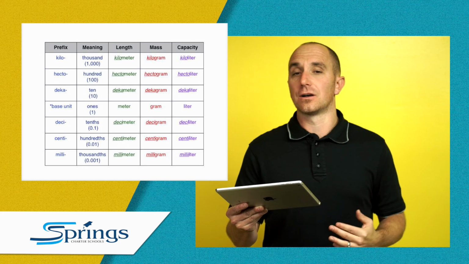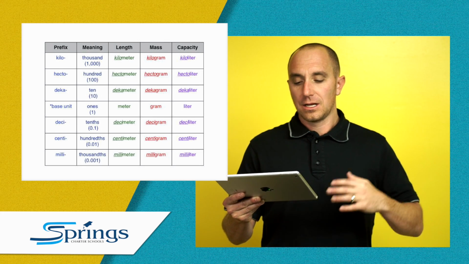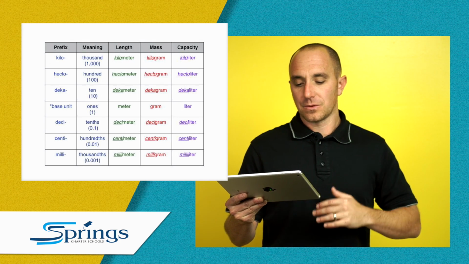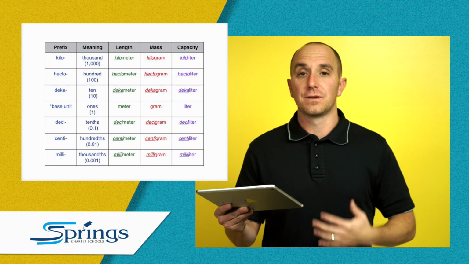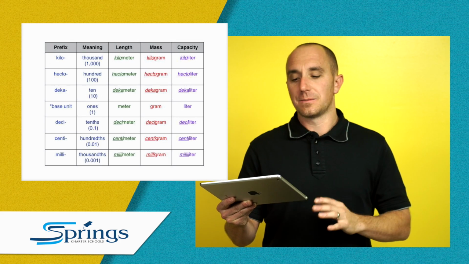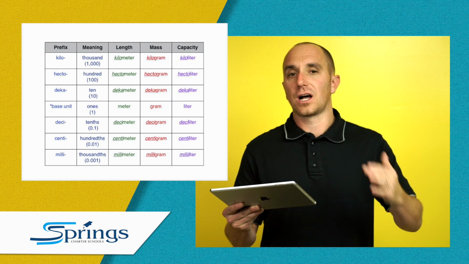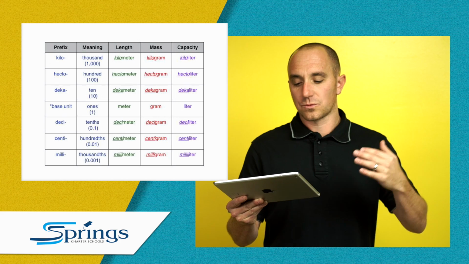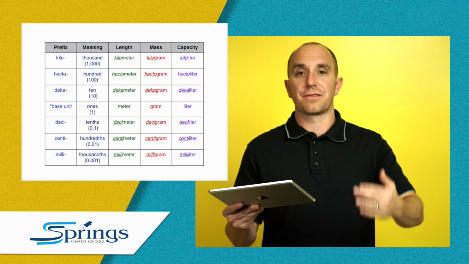Then we have deci, which is in the tenths place. So we have a decimeter, a decigram, a deciliter. It's like 0.1, a tenth of it. Then we have centi, which means hundredths. Think about a centimeter, something you've heard many times before. There are 100 centimeters in 1 meter, because it's in the hundredths place. It's a hundredth of a meter. And then we have milli, which is the thousandth. If you look at millimeters, there are 1,000 millimeters in a meter, because it's a thousandth of a meter.